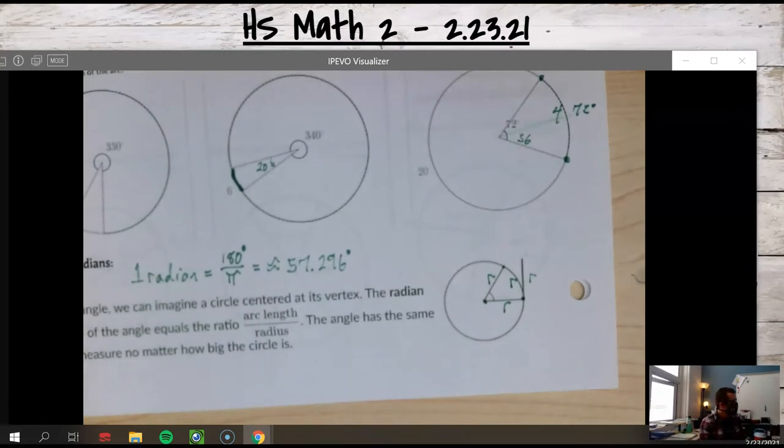Yes? The radius, but it is a radian. What do you mean? Okay, never mind. Oh, but it is. Oh, but it is. No, always. Always. So. Yeah. I'm not trying to make your life harder. I'm trying to make your life easier. Thank you.